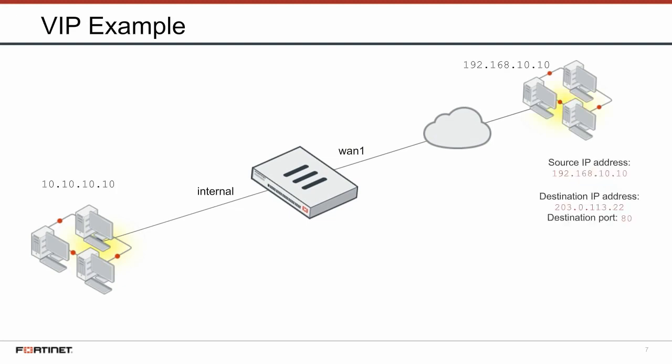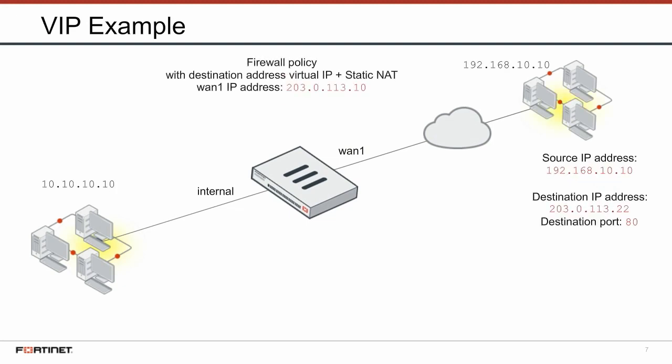In this example, source IP address 192.168.10.10 is trying to access destination IP address 203.0.113.22 over port TCP/80. Connections to the VIP 203.0.113.22 are NATed to the internal host 10.10.10.10. Because this is static NAT, all NATed outgoing connections from 10.10.10.10 will use the VIP address in the packet's destination field, not the egress interface's address.